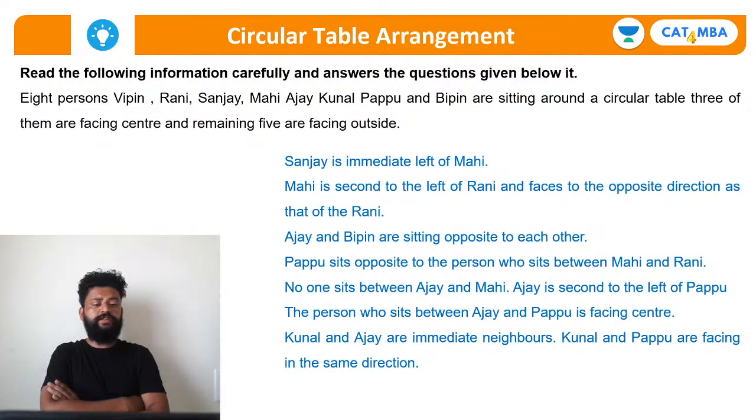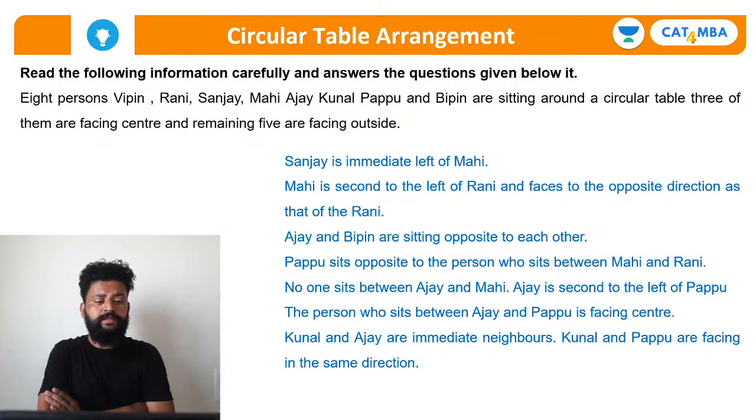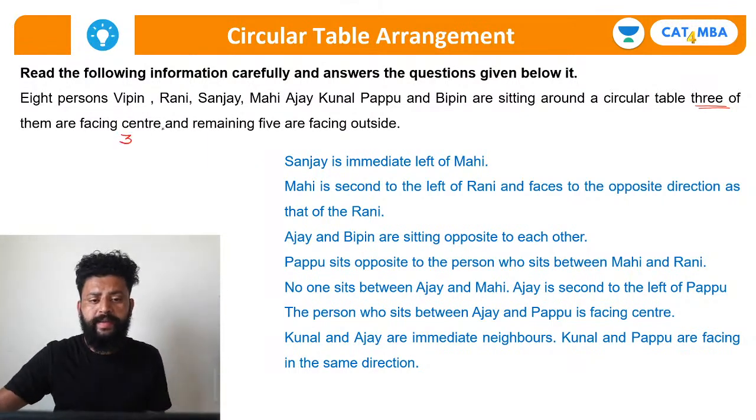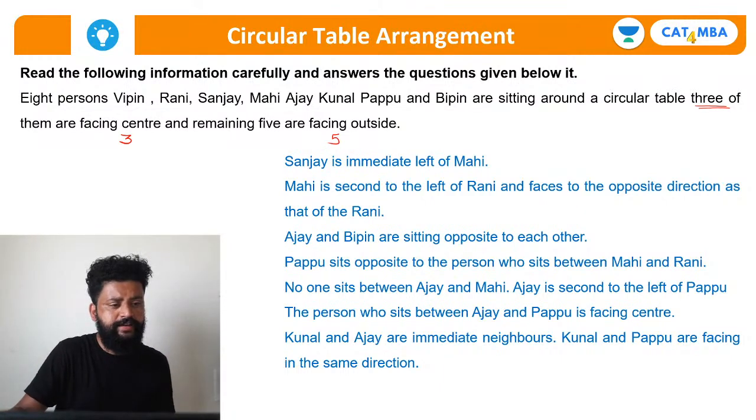So there are a total of 5 persons who will face outside, and 3 persons who will face the center. Three of them facing center. It is already given in the clues, so make sure you read the clues very carefully and remember this number: facing center 3, facing outside 5. Keep this point in mind.